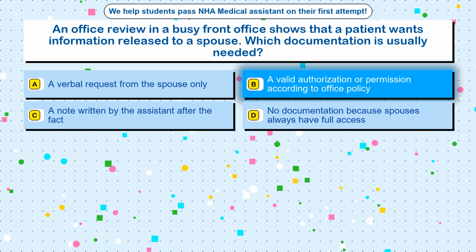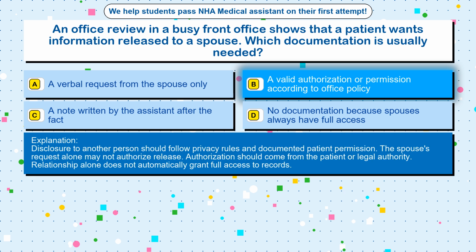The correct answer is option B. A valid authorization or permission according to office policy. Disclosure to another person should follow privacy rules and documented patient permission. The spouse's request alone may not authorize release. Authorization should come from the patient or legal authority. Relationship alone does not automatically grant full access to records.